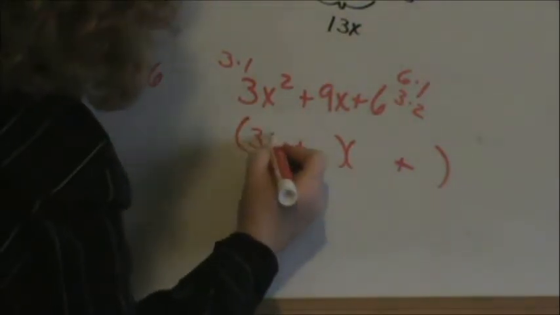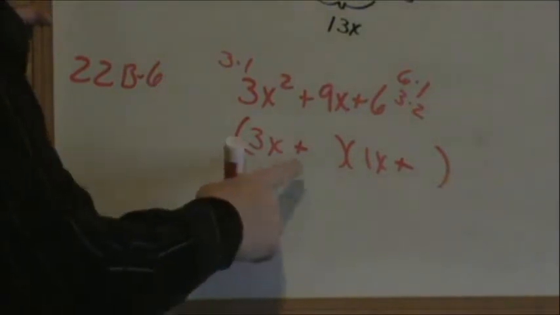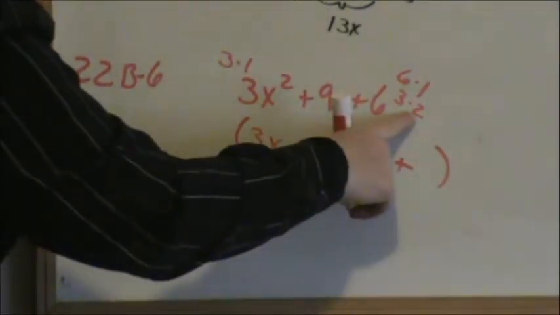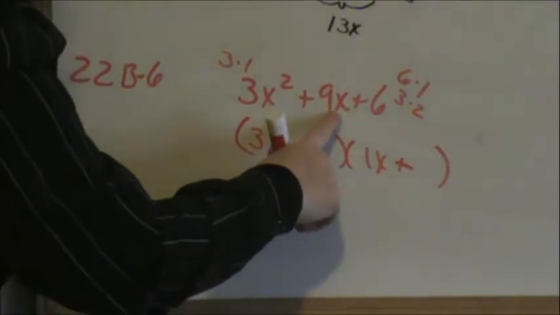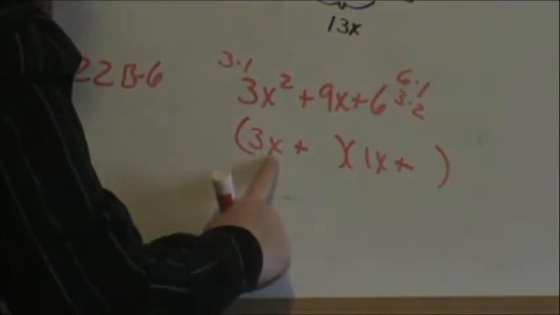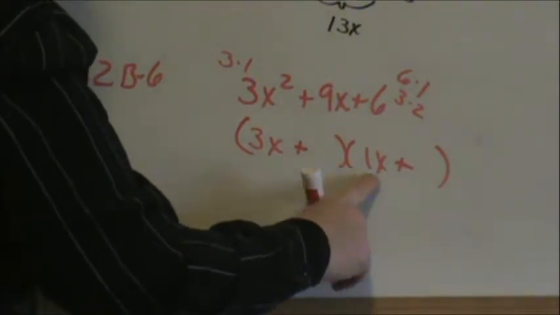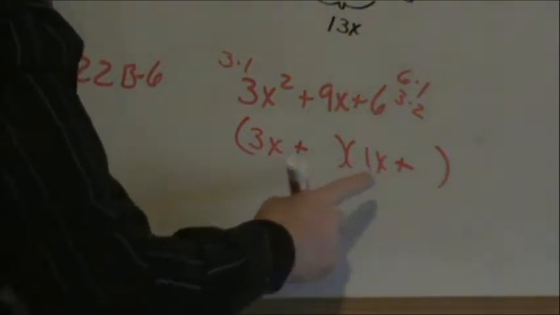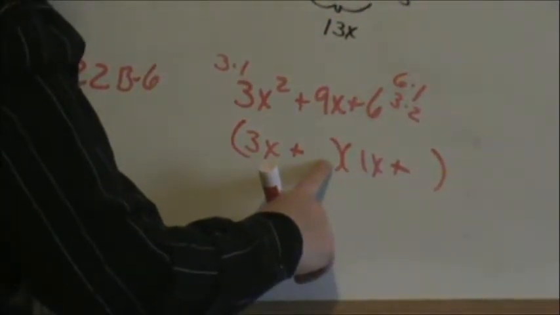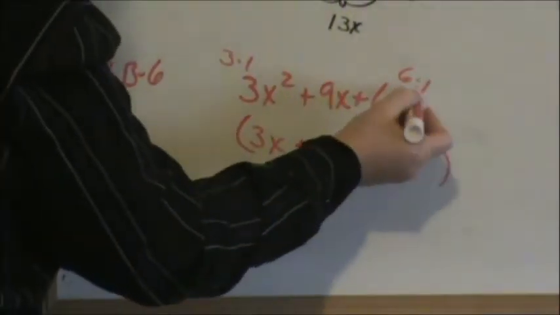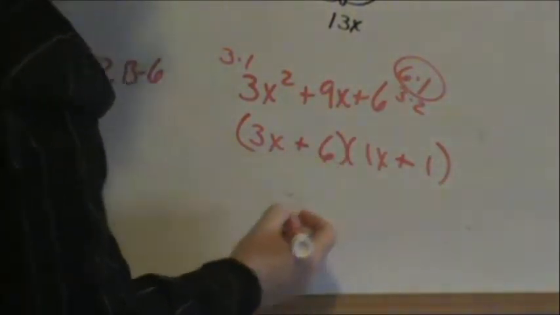So I know that one of these is a 3x and one is a 1x. Now let's look at the factors of 6: 6 and 1, 3 and 2. I'm trying to get my middle term to be a 9x. So I'm going to have a 3 times something plus over here something times 1. Okay, so looking at this, I actually do think it's going to be 1 here, 6 here.